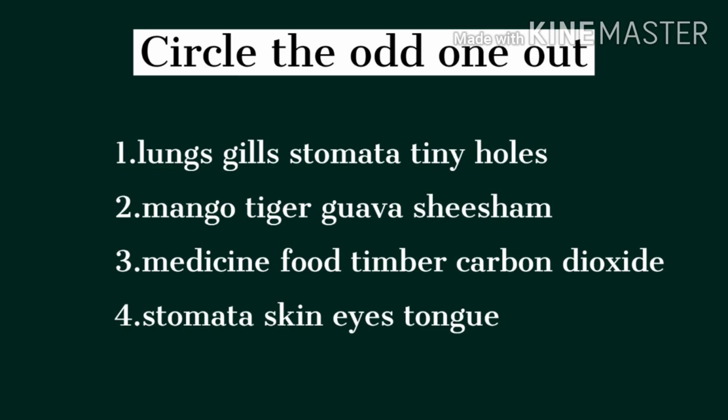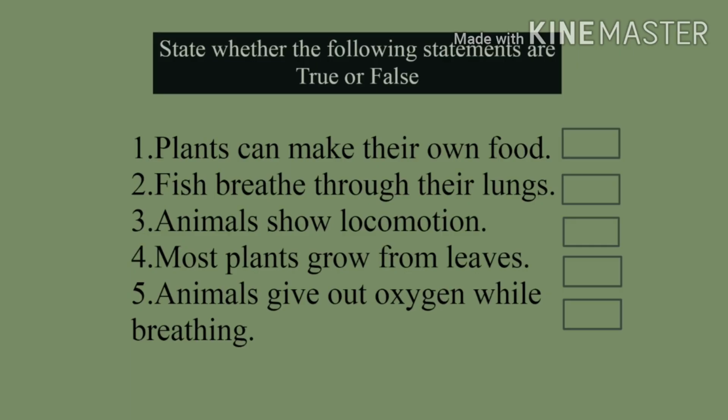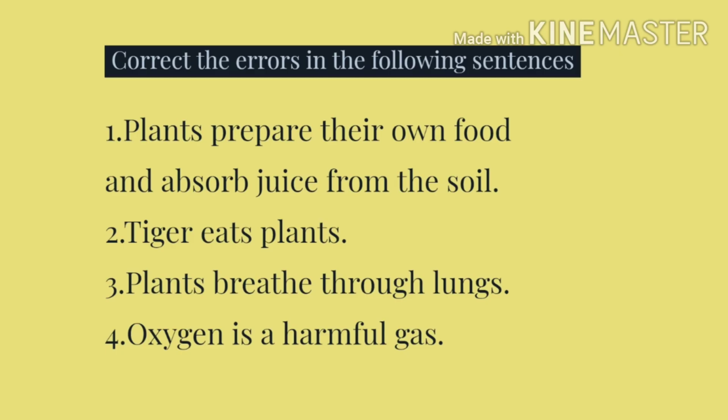Now the next one is state whether the following statements are true or false. Number 1. Plants can make their own food. True. Now from number 2 to 5, please do on your own. Check the errors in the following sentences. Number 1 is: plants prepare their own food and absorb juice from the soil. So the correct answer will be: plants prepare their own food and absorb water from the soil. From 2 to 4, please do on your own.